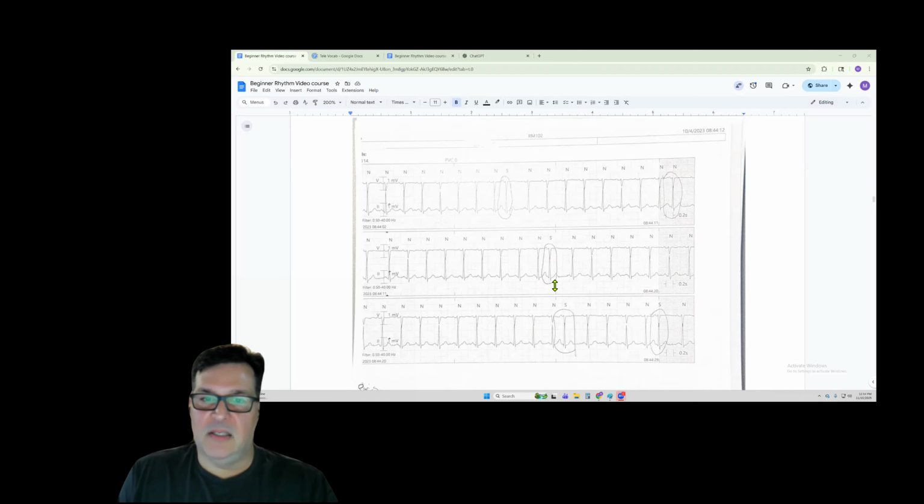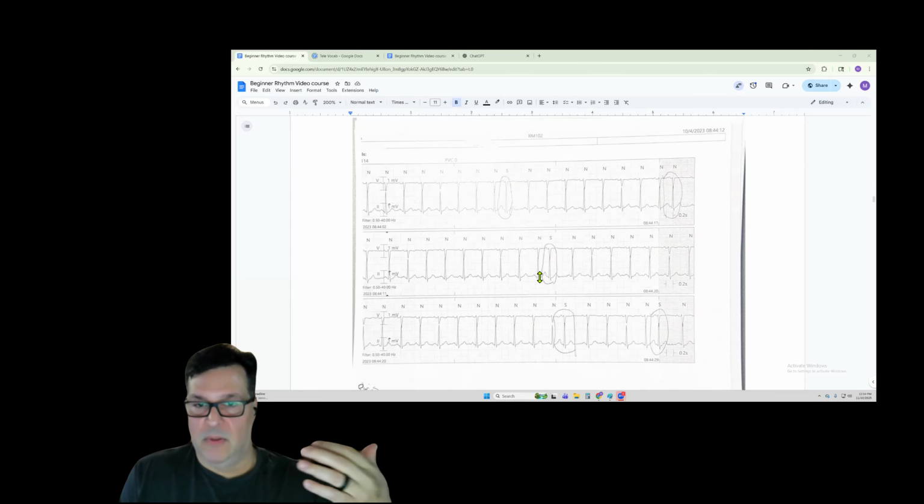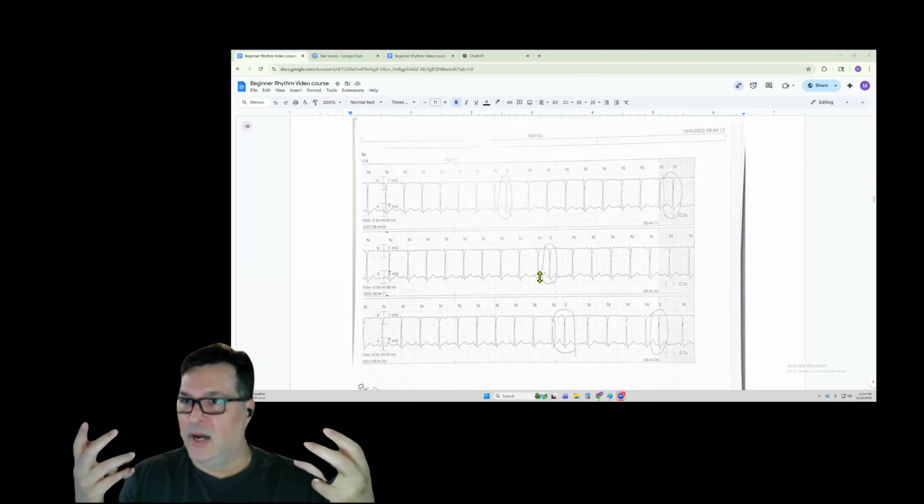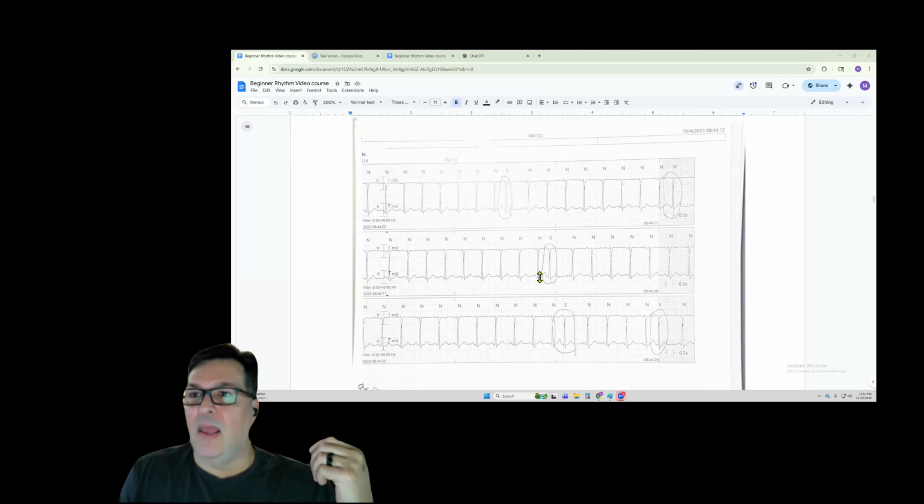And we know this is a PAC because the beat comes early, but then it follows the normal natural pathway of contraction down through the septum, through the bundle of His, and contracts the ventricles through the Purkinje fibers. And we know that because it has a narrow QRS complex.